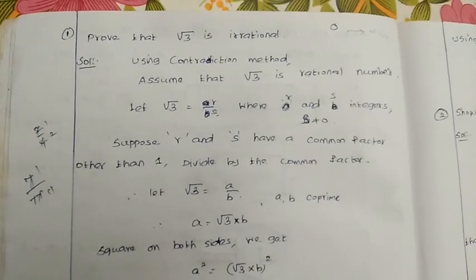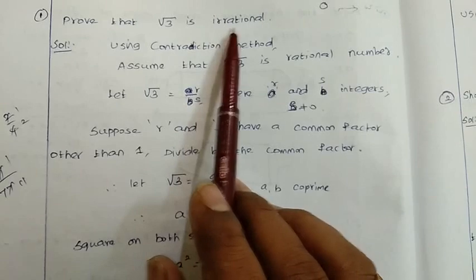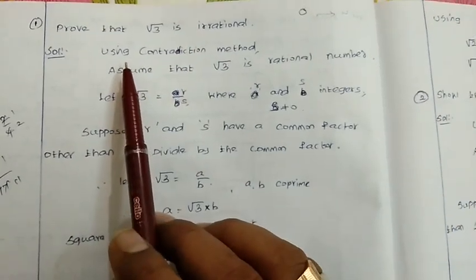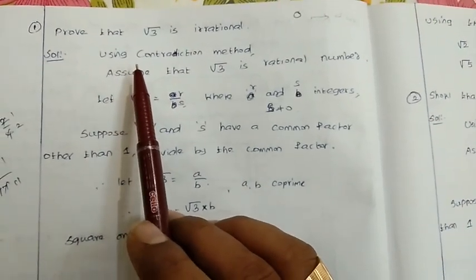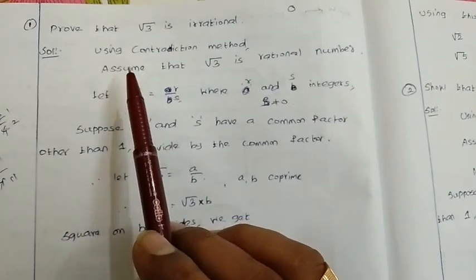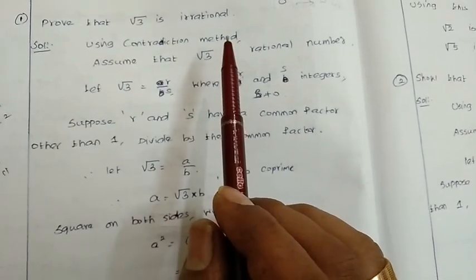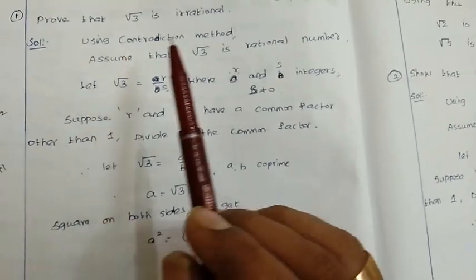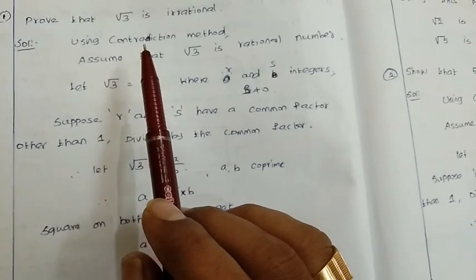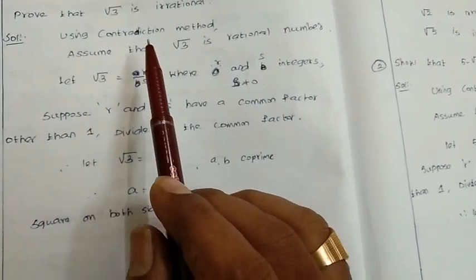Now we are going to prove some real number problems. For the first problem, prove that root 3 is irrational. We are going to prove this by the contradiction method. In the contradiction method, first we assume the opposite, and finally we arrive at a contradiction, that is, our assumption is wrong. So we can tell that the statement is correct.